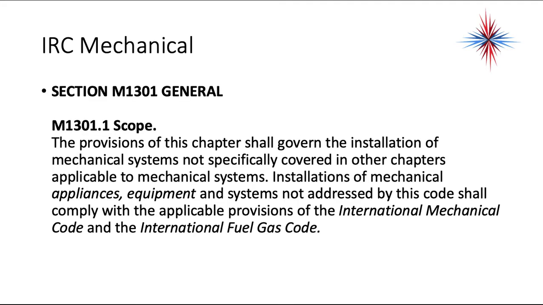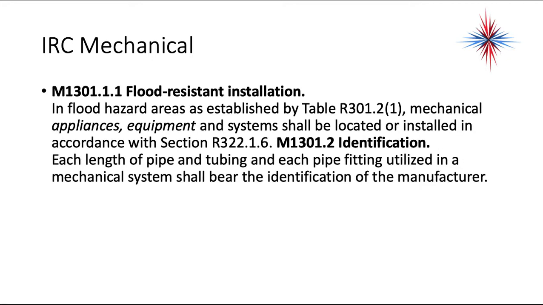Chapter 13 talks about the installation of mechanical systems not specifically covered in the other chapters. Installations of mechanical systems and equipment and systems not addressed in this code shall comply with the applicable provisions of the International Mechanical Code and International Fuel Gas Code. So again, the International Residential Code is here referencing two other codes, the International Mechanical Code, IMC, and the International Fuel Gas Code. Make sure you review those codes because they do apply.